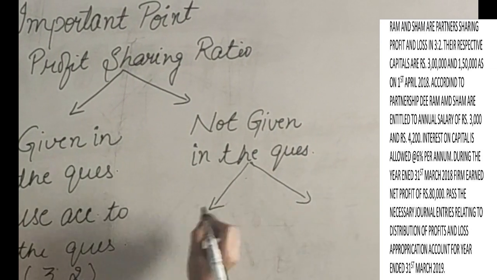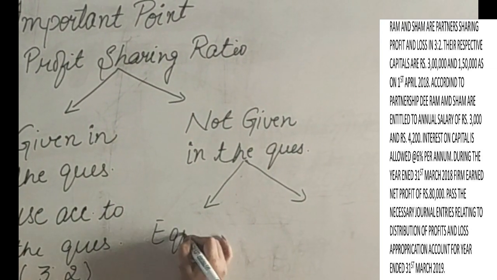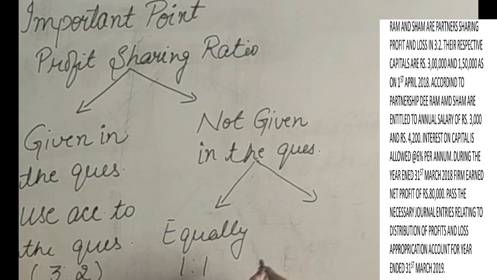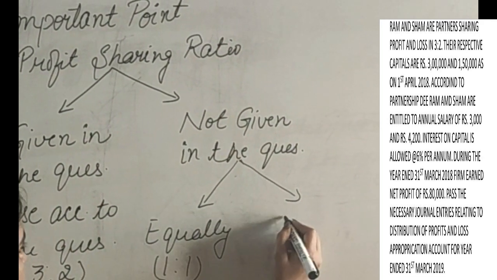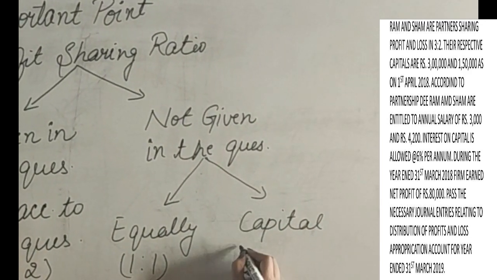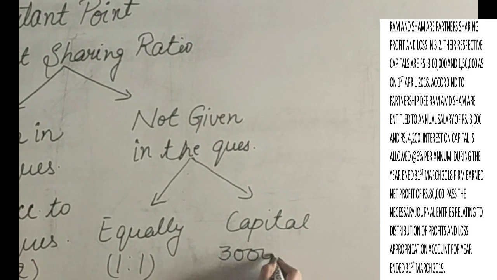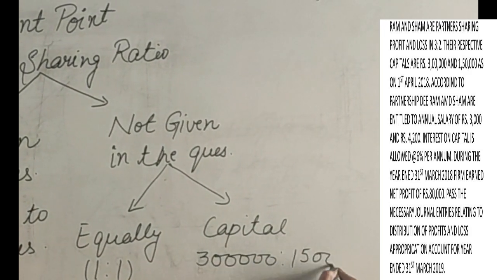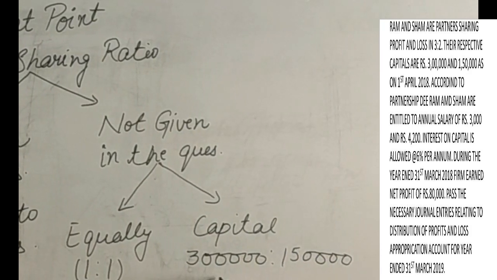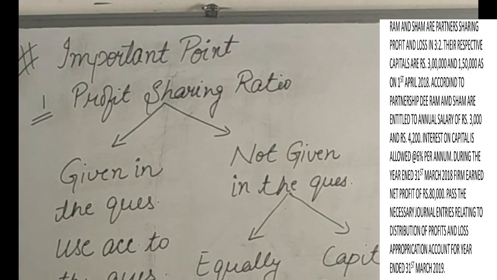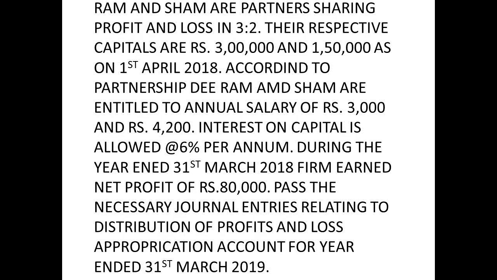If the profit sharing ratio is not given in the question, then we use the following methods. The first one is equally, that means 1:1, and the second one is according to their capital. If Ram and Shyam's profit sharing ratio is not given, then we use the capital, that means 3 lakhs and 1,50,000, that means 2:1.